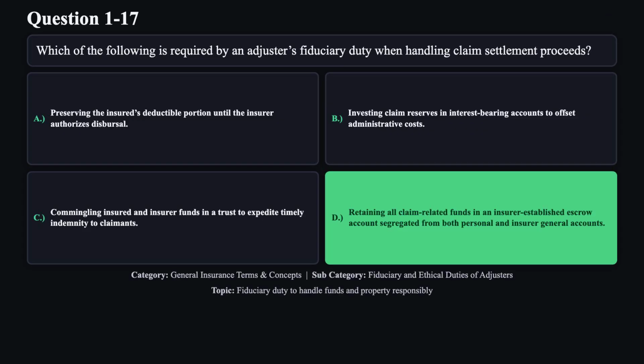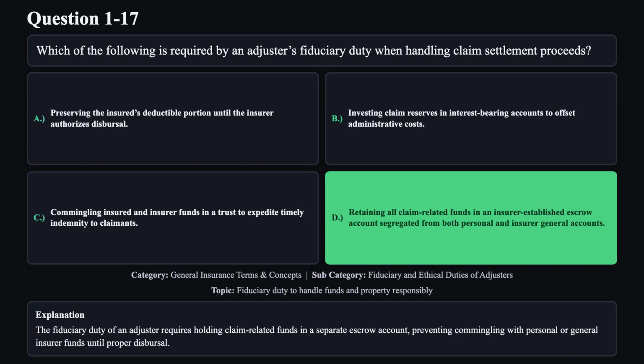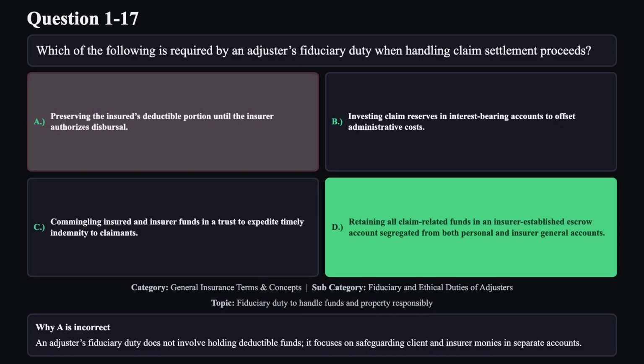The correct answer is D. The fiduciary duty of an adjuster requires holding claim-related funds in a separate escrow account, preventing commingling with personal or general insurer funds until a proper dispersal. Reason A is not correct. An adjuster's fiduciary duty does not involve holding deductible funds.